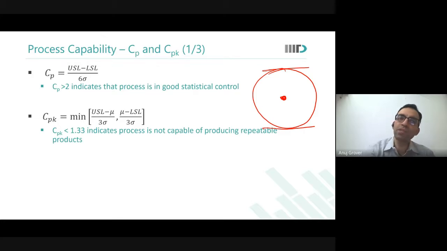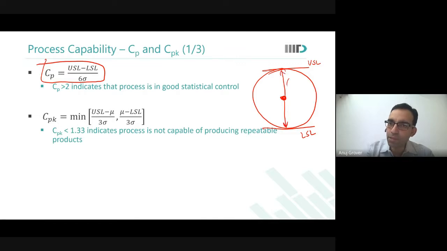And then you say, for a given process, I have an upper spec limit and a lower spec limit. I want that this total should be 6 sigma. What does that mean? If I'm centered well, then at plus minus 3 sigma, I will have things within the upper spec limit and lower spec limit. But is that good enough?